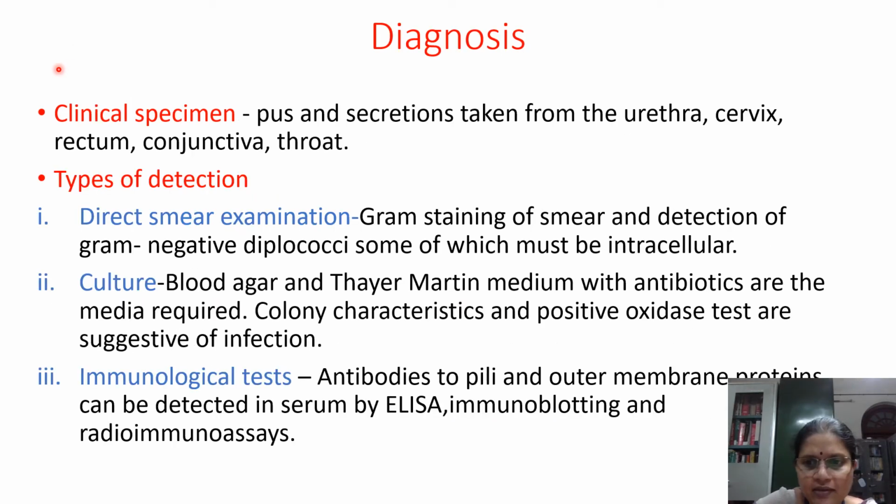Okay, how to detect this disease from the clinical specimens? So you can take different types of clinical specimens. As I said before, the two main specimens that we are going to use: one is from male, it is going to be pus and secretions from the urethral region, whereas from the female, the clinical specimen will be pus and secretions taken from the cervical region. Sometimes you can take secretions or swabs from the rectal region.